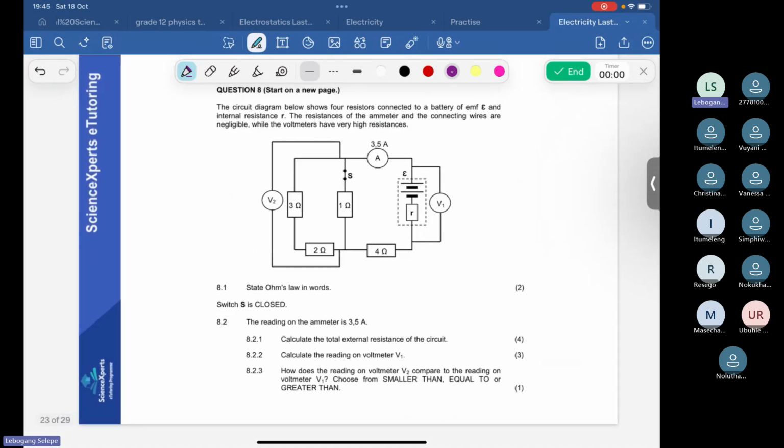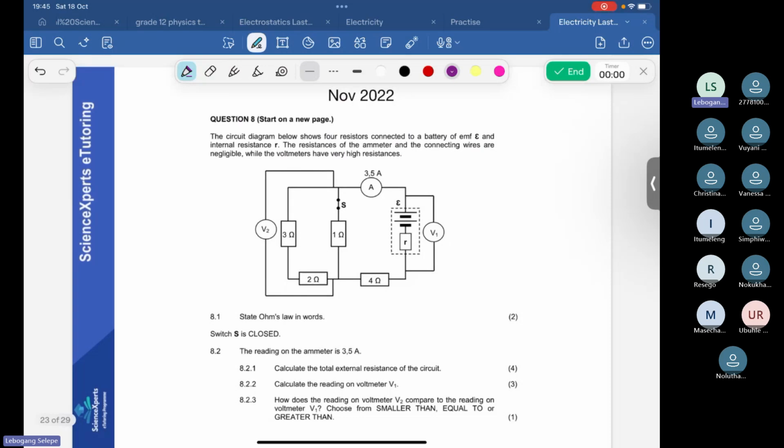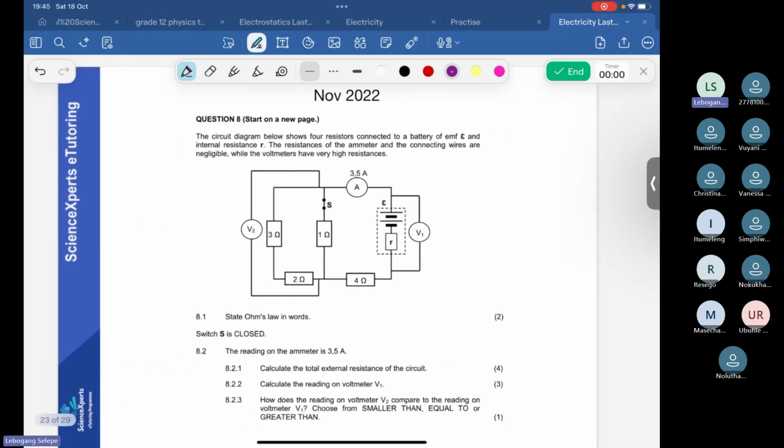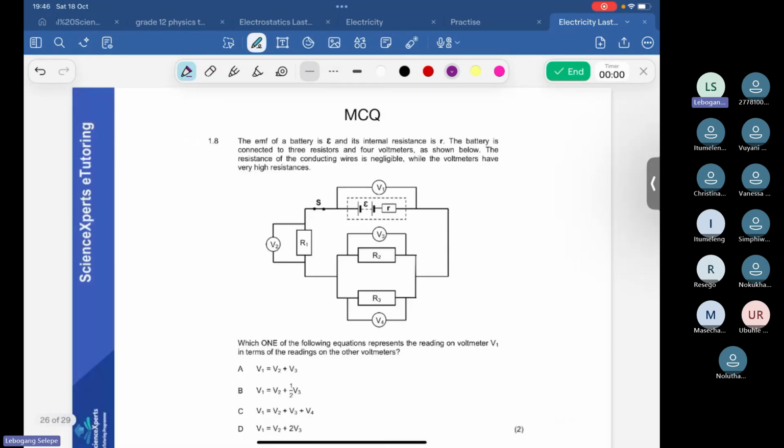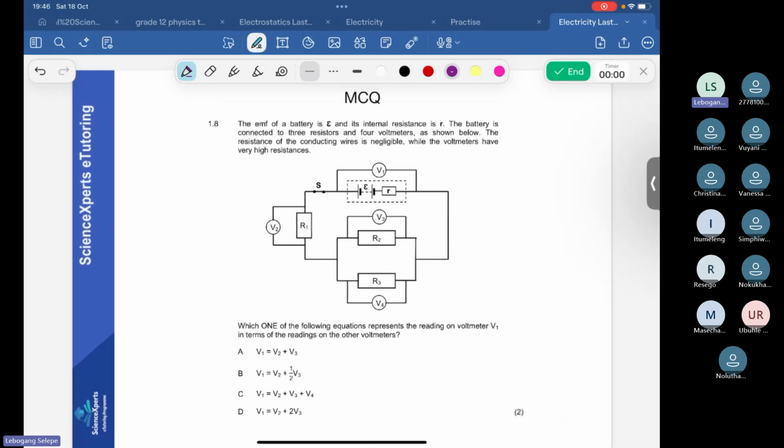Explaining questions. Then you have 2022. This is what they got. Same approach, yeah. But you know, a session is not a session without multiple choice questions. So let's do some multiple choice.